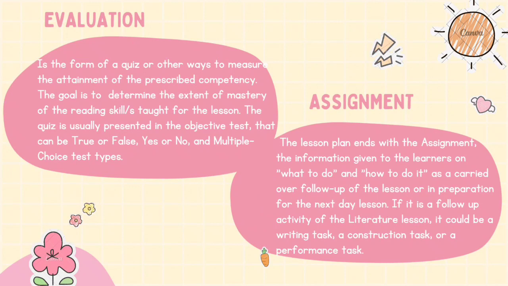Fifth is evaluation. It is in the form of a quiz or other ways to measure the attainment of the prescribed competency. The goal is to determine the extent of mastery of the reading skills taught for the lesson. The quiz is usually presented as an objective test that can be true or false, yes or no, and multiple choice test types. Evaluation involves collecting evidence from a variety of different sources for the purpose of improving the effectiveness of the teaching-learning process. An effective evaluation generates outcomes that are valid, reliable, and indicate direction and action for development.